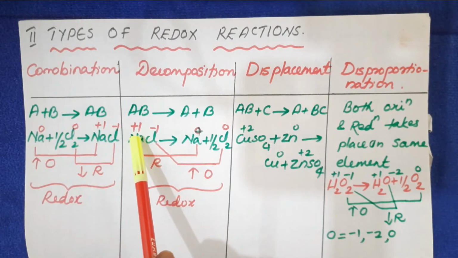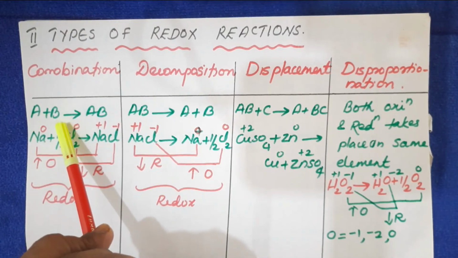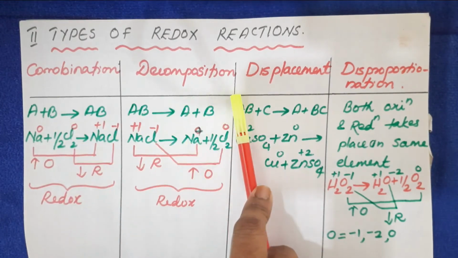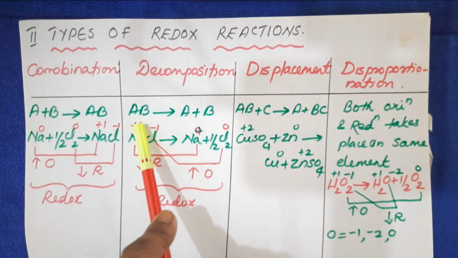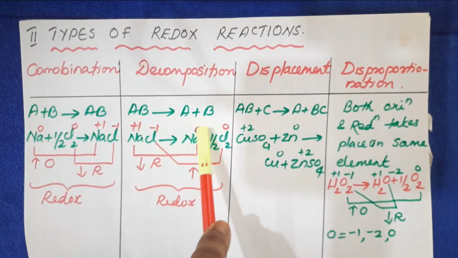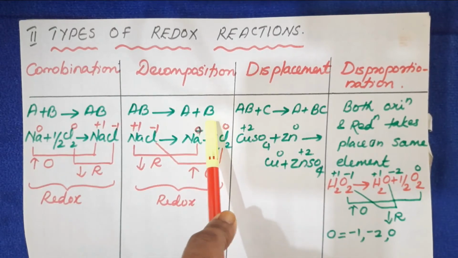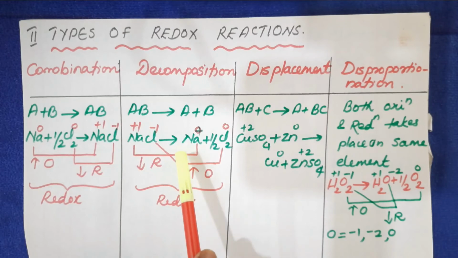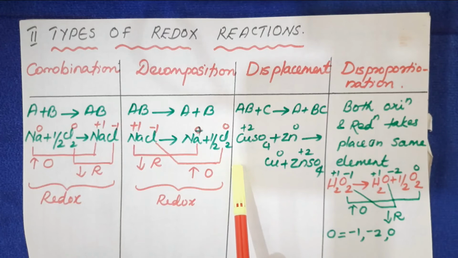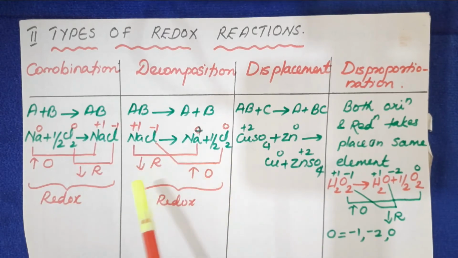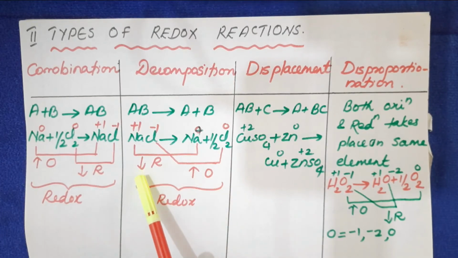It is a combination reaction. In combination reaction, either A or B must be in the elemental form. Clear? Now decomposition reaction. Actually it is the reverse of combination reaction. In the general equation, you can see AB give A plus B. Here also, anyone must be in the elemental form. Here the example is sodium chloride is decomposed or dissociate into sodium and chlorine. By examining, you can find that here also reduction and oxidation took place and therefore it's an example for redox reaction.